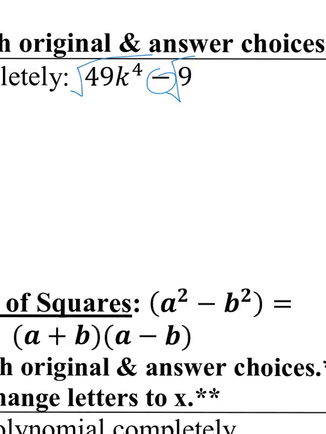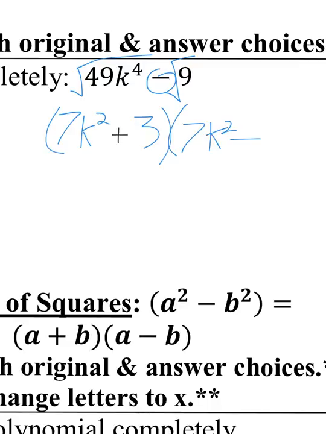Okay, so the square root of 49 is 7, and the square root of k to the 4th is k squared. So I have 7k squared, and the square root of 9 is 3. So the formula tells you to just write one as plus and one as minus. So I'll put 7k squared plus 3, and then I'll write 7k squared minus 3.